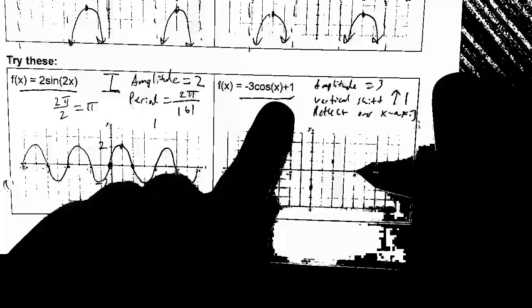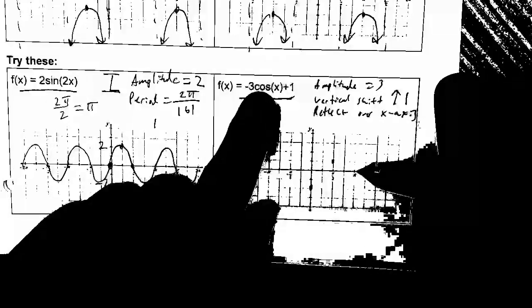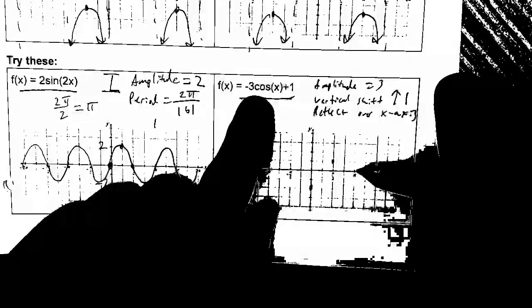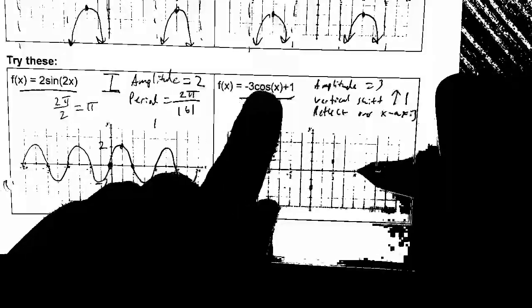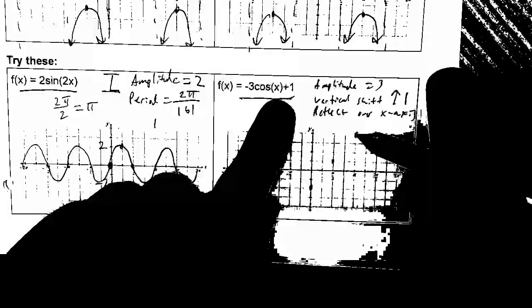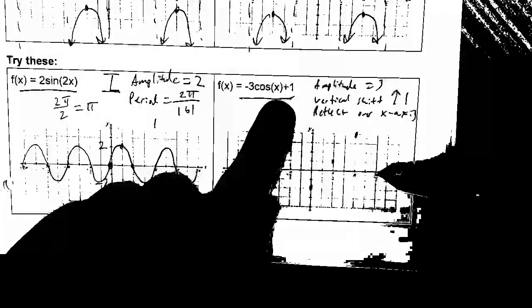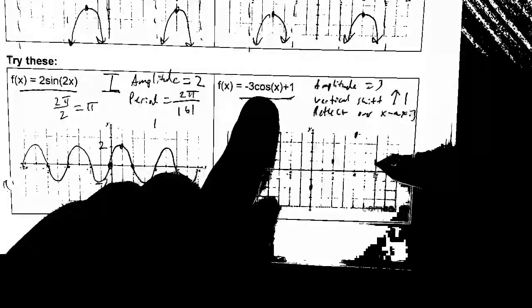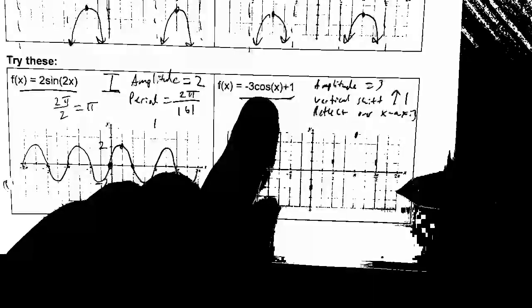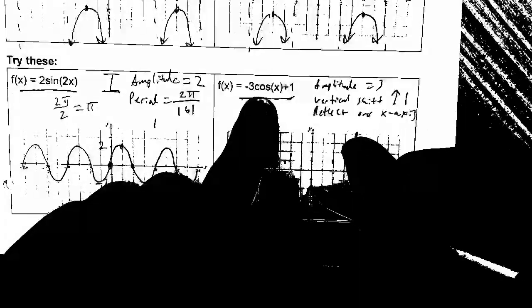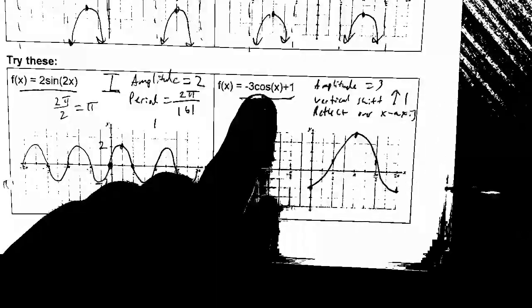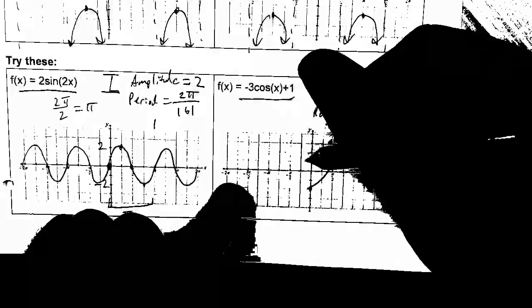We're at pi, cosine of pi is normally negative 1, but we're going to multiply by negative 3, we're going to get 3, and we're going to add 1, so we're going to be up at 4. And then at 3 pi over 2, we're back down at the 1, and then at 2 pi, we're back where we started. So then I can connect the dots. And then we'll mirror that.